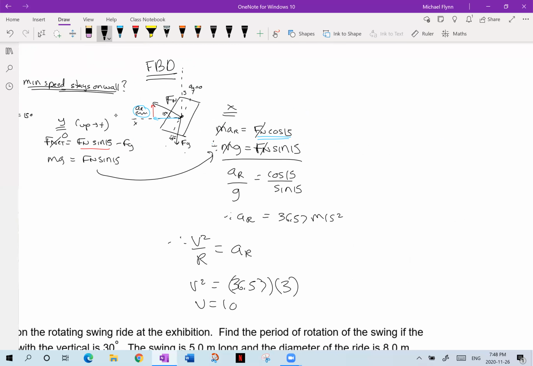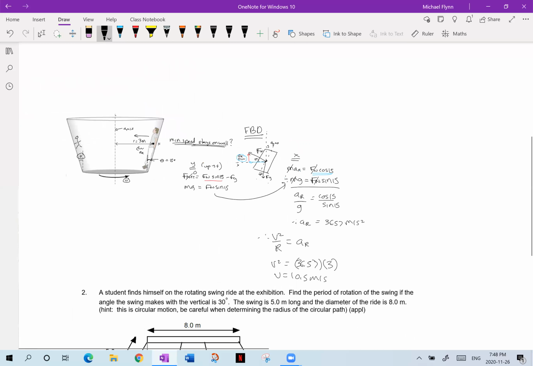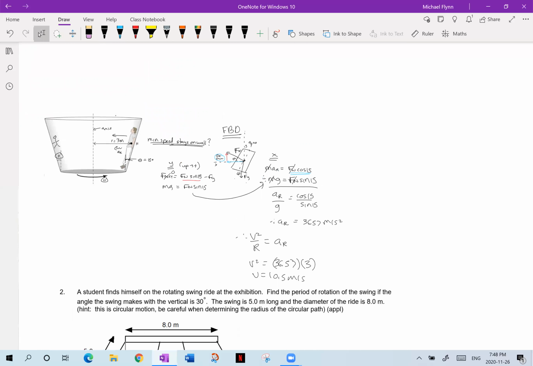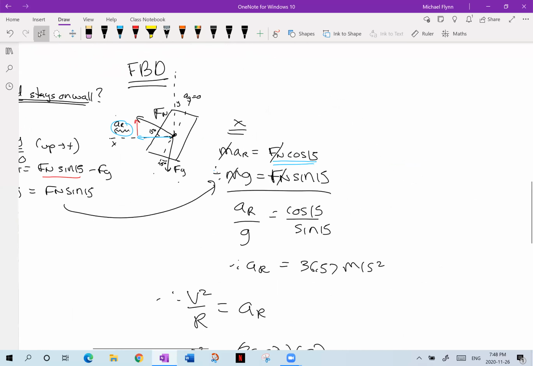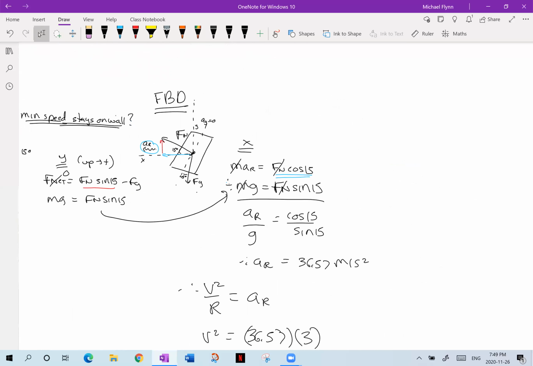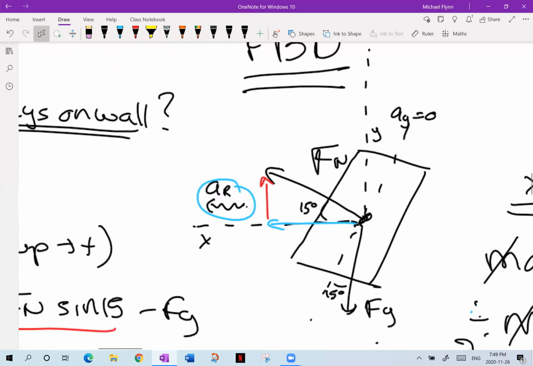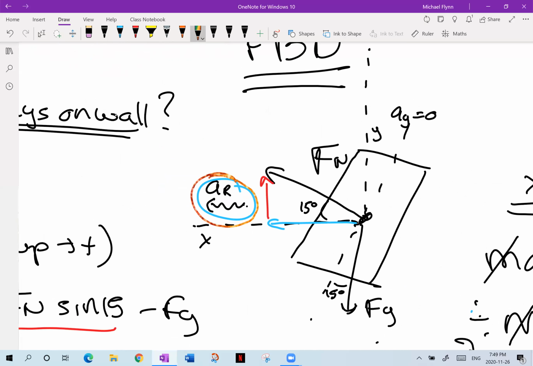So v is equal to 10.5 meters per second, which is pretty close to 40 kilometers per hour. Okay, it's like 38 kilometers per hour, somewhere around there. So that's how you do the Gravitron ride. You see the pattern, right? You just draw the free body diagram, and don't forget our special trick here. We have to make one of the components always the same as the radial acceleration. So that has to be one of the components.